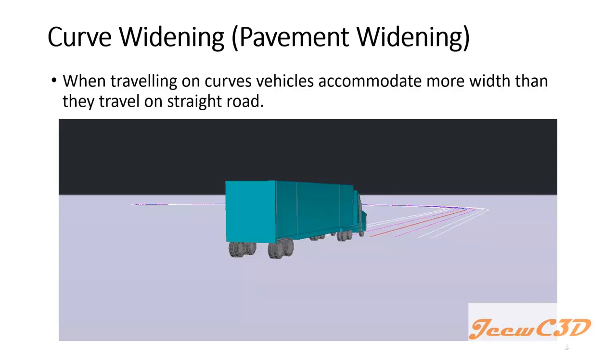In this section, we are going to learn something called curve widening, or otherwise pavement widening. When traveling on curves, vehicles need more width than they do on a straight road. If you look at this image, this is the center line of the road. The magenta lines are the center line of the travelling vehicle, which travels along the center of this lane, and after that we have the hard shoulder.